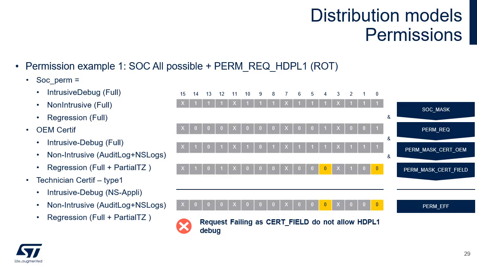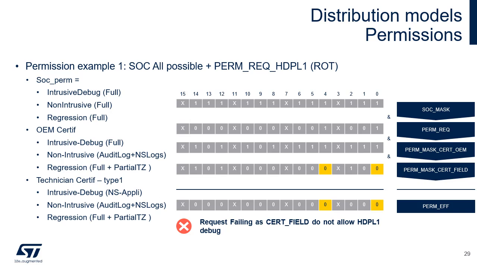3 examples of permission handling are going to be explained. When a bit equals 1 in the mask, the feature is enabled, else it's disabled. In this example, the debug is requested for temporal isolation level 1, which is the root of trust software executed in HDPL1. SOC mask doesn't provide restrictions. However, permrec and the permission masks contain bits equal to 0. The resulting value permf sets the debug permissions.